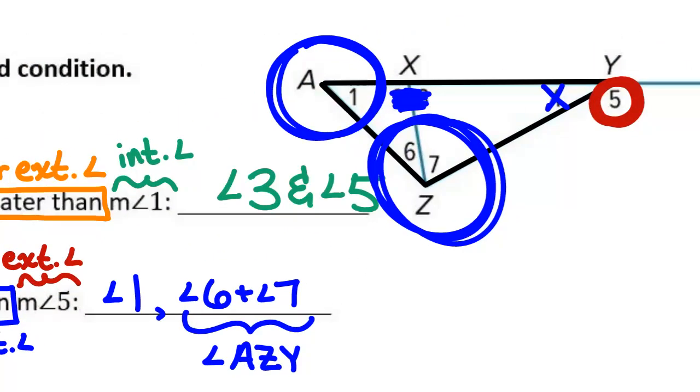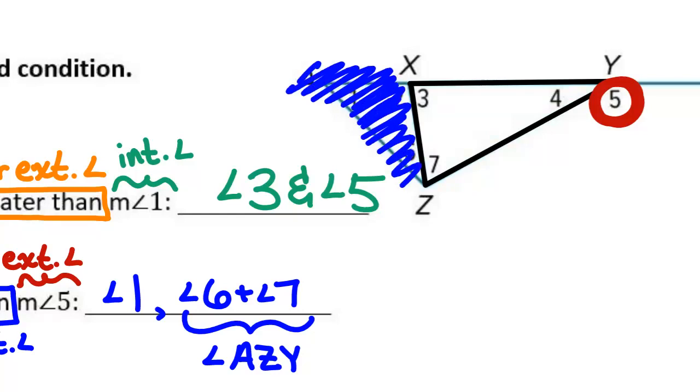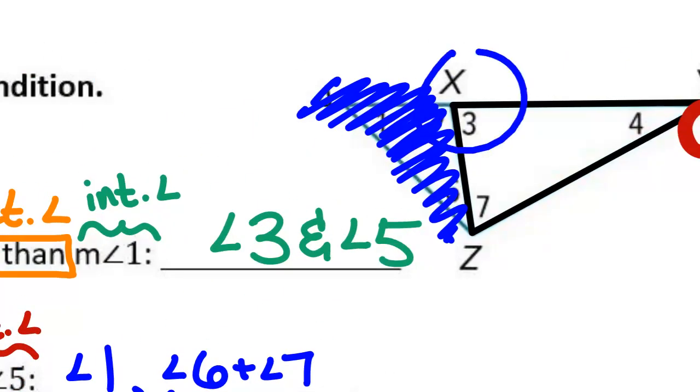But I want to look a little bit closer at this one. Because angle 5 is also an exterior angle of this slightly smaller triangle. So I'm going to totally ignore this back part here. There's a triangle right there, and angle 5 is an exterior angle of that one. What are the two remote interior angles of this triangle? 3 and, I'm sorry, I didn't hear the other one. 3 and 7.